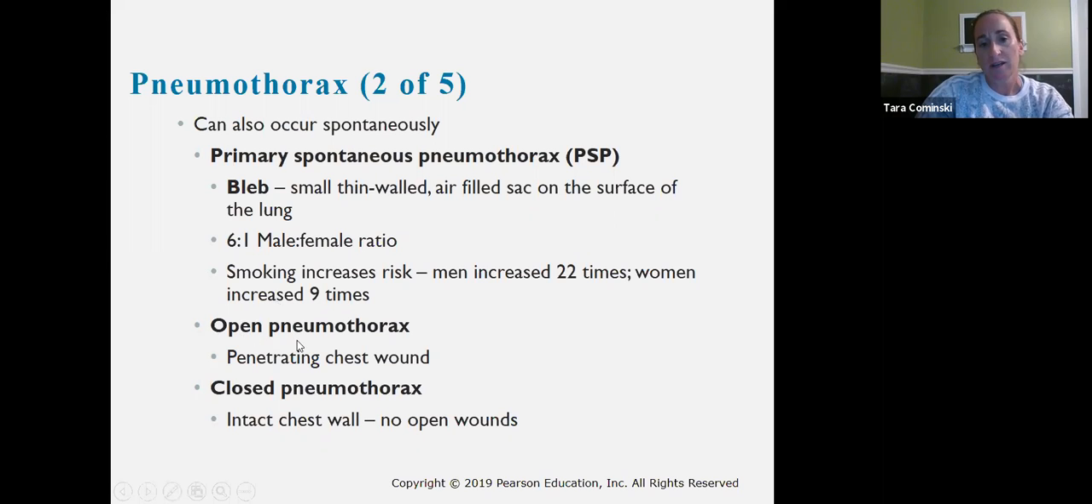Some other terms here, and I kind of already alluded to this. If you talk about a penetrating chest wound, like a stabbing or something like that, that's called an open pneumothorax, okay? If you had a blunt force trauma, the chest wall is intact, it's called a closed pneumothorax. And again, what do we mean by pneumothorax? You have air accumulating in that interpleural space. There shouldn't be air there, okay? But there's an injury, a disease process or something that's causing that air to accumulate there, okay?